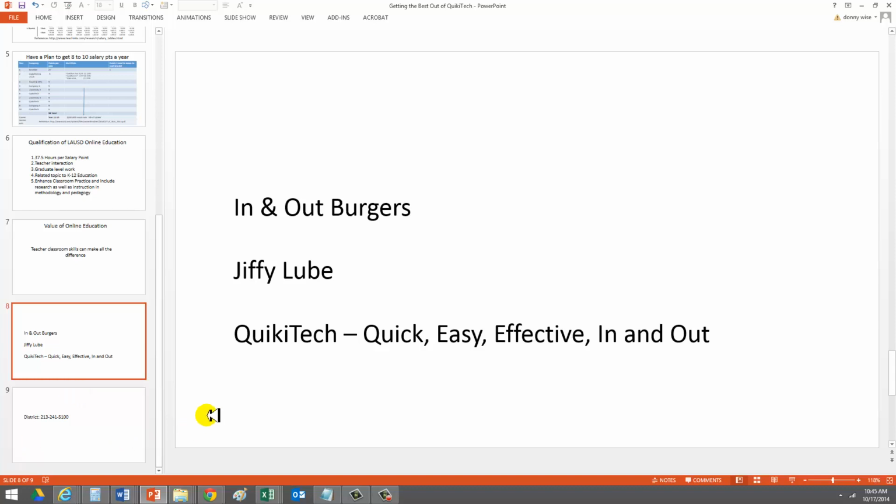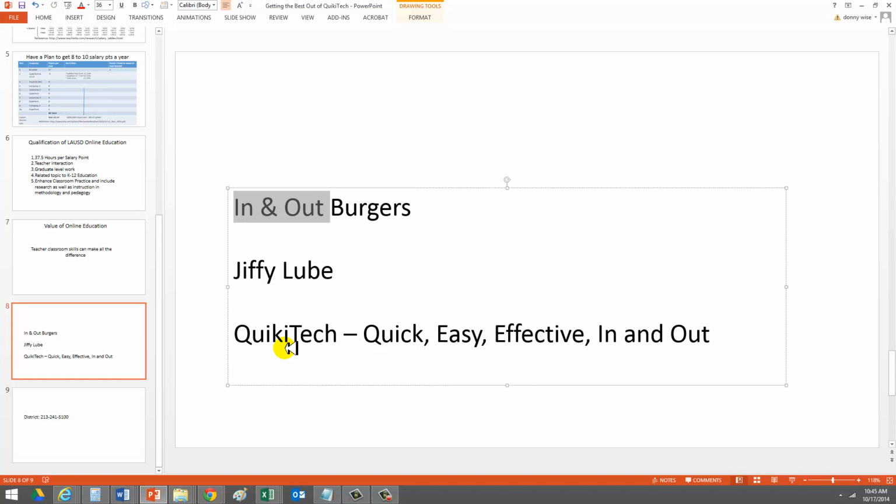QuikiTech has the same kind of philosophy. That's why we have this Quickie in here. The Quickie in QuikiTech is the same as the Jiffy in Jiffy Lube and the In and Out. It's to give you the realization that we want you to get your salary points as quick as possible.